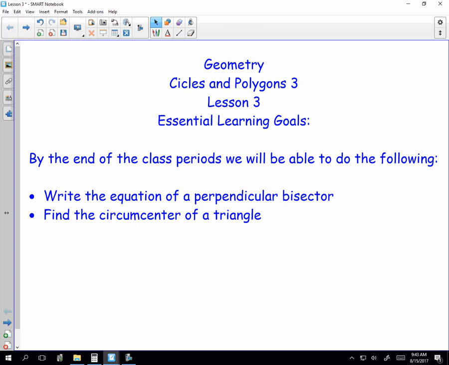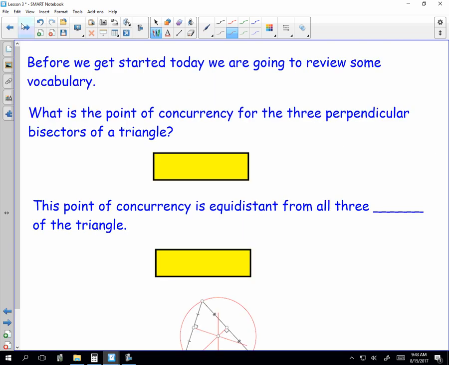We've got Circles and Polygons, Unit 3, Lesson 3. And in today's lesson, we're going to learn to write the equation for a perpendicular bisector and find the circumcenter of a triangle. And the circumcenter is where the perpendicular bisectors intersect.